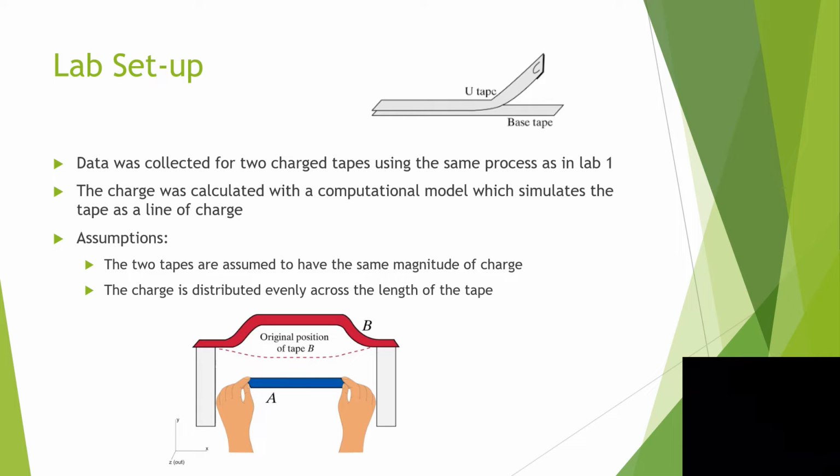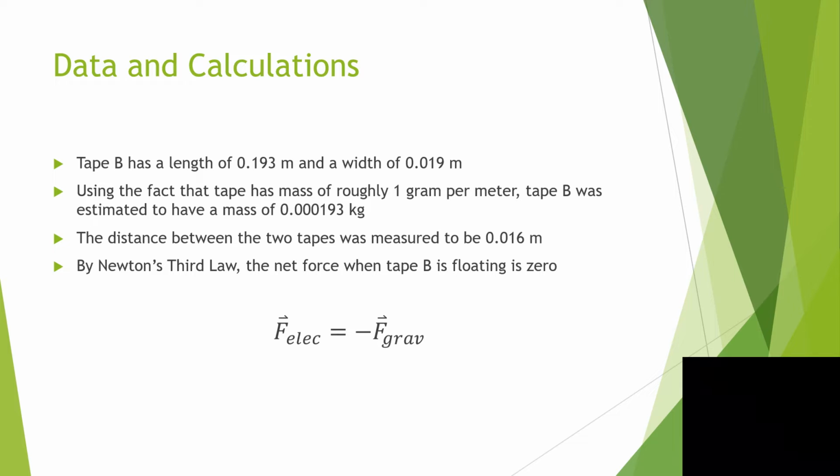Two important assumptions during this lab were that the two tapes have the same magnitude of charge, and that the charge is distributed evenly across the length of the tape. In the actual experiment, tape B had a length of 0.193 meters and a width of 0.019 meters. We then used a few assumptions to determine that tape B has a mass of about 0.000193 kilograms. During the actual experiment, we determined that tape B traveled 0.016 meters after being repelled by tape A.